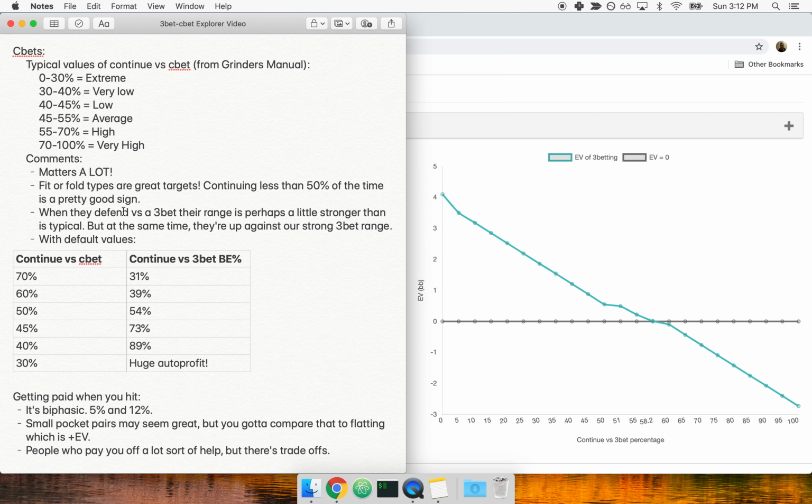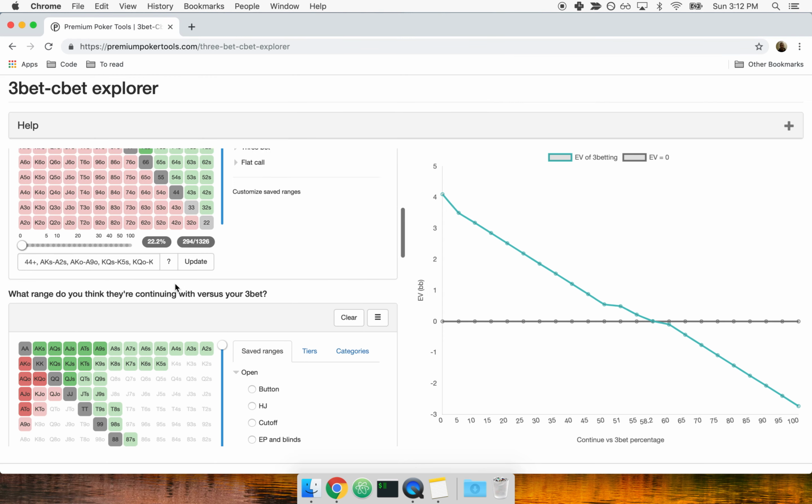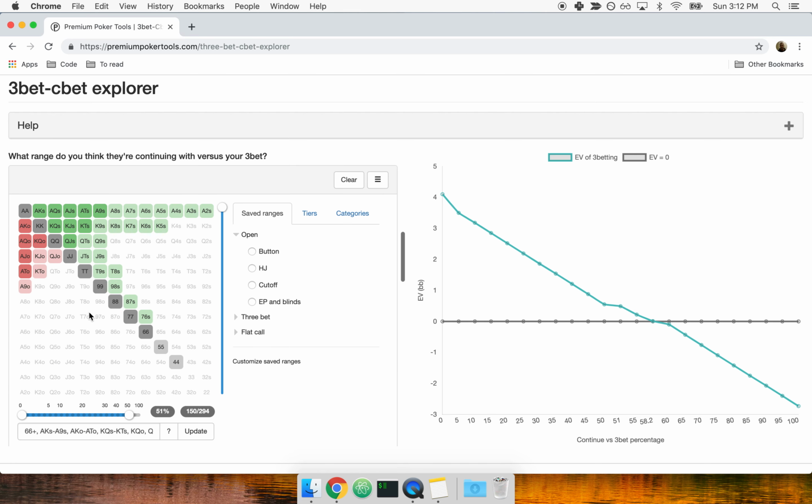So here's a thing that I want to say also. Let's go over here. They open, and then they continue versus our 3-bet. When they're continuing, their range is actually pretty strong, right? So that's a factor that maybe they're going to be defending more often because they're entering the flop with a strong range. But on the other hand, we have a strong range as well. We 3-bet them, and let's assume that we're in position. That's going to make it harder for them to continue versus our cbets.